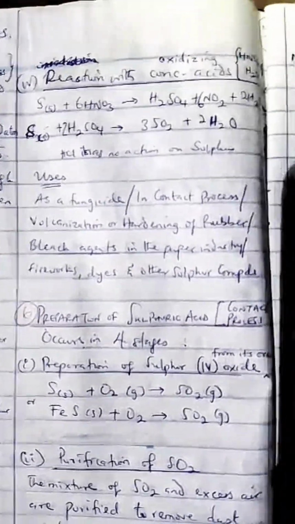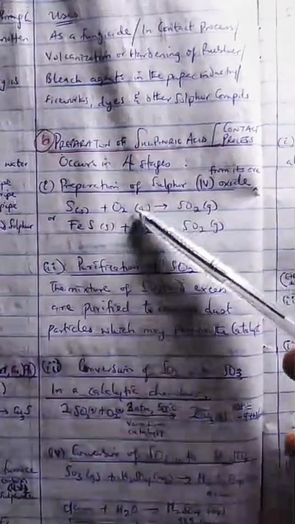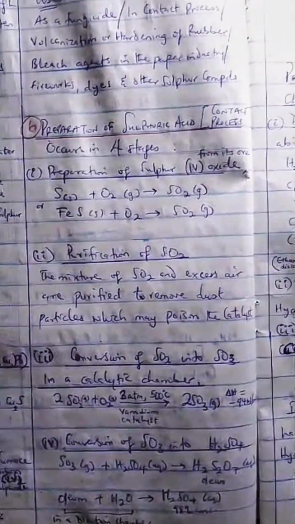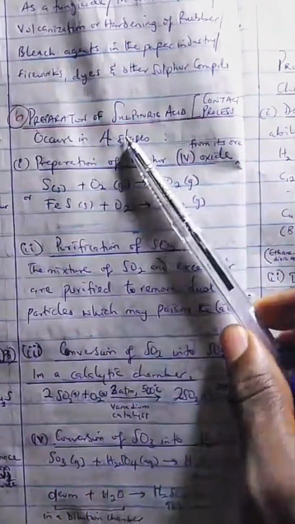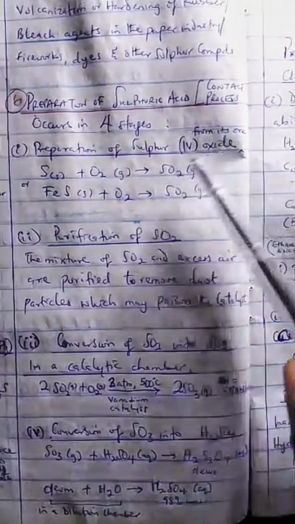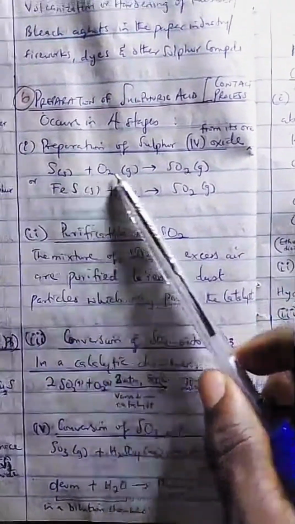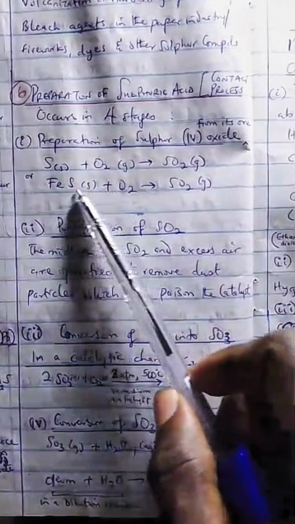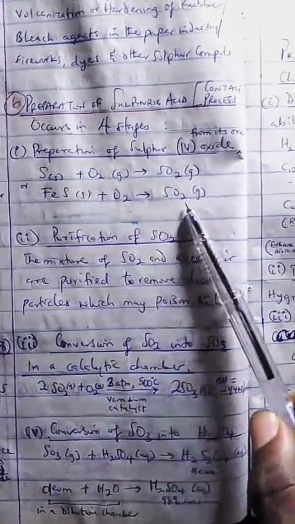Next up, we're looking at the preparation of sulfuric acid. This is the contact process. The contact process basically occurs in four stages. The first stage is the preparation of sulfur dioxide from its ore. Sulfur is reacted with oxygen in a form of combustion to give you sulfur dioxide, or it could be from pyrite, an iron sulfide, in combustion to give you sulfur dioxide.